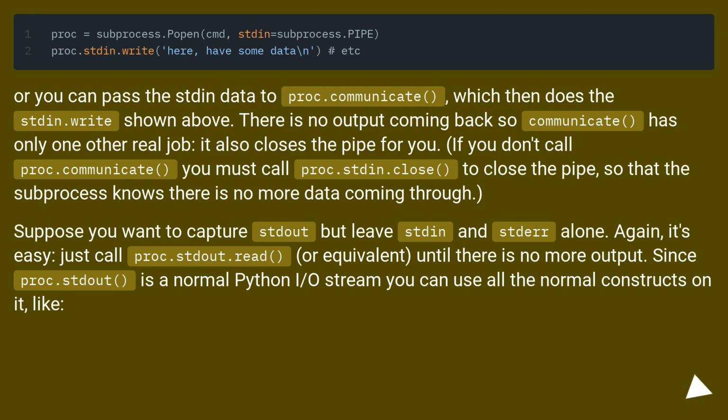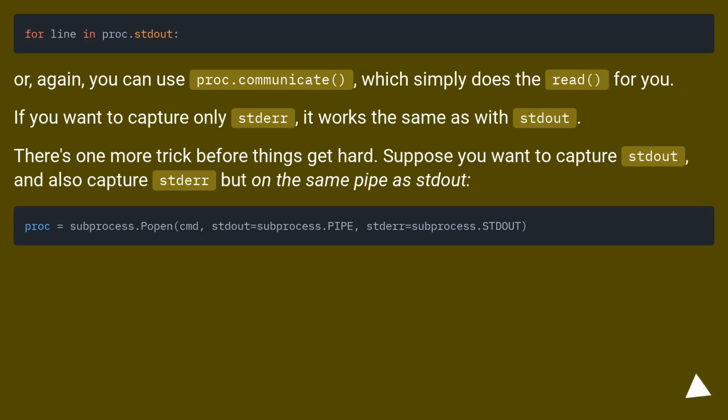Suppose you want to capture stdout but leave stdin and stderr alone. Again, it's easy, just call proc.stdout.read, or equivalent, until there is no more output. Since proc.stdout is a normal Python IO stream, you can use all the normal constructs on it, like iteration, or, again, you can use proc.communicate, which simply does the read for you. If you want to capture only stderr, it works the same as with stdout. There's one more trick before things get hard. Suppose you want to capture stdout, and also capture stderr but on the same pipe as stdout.